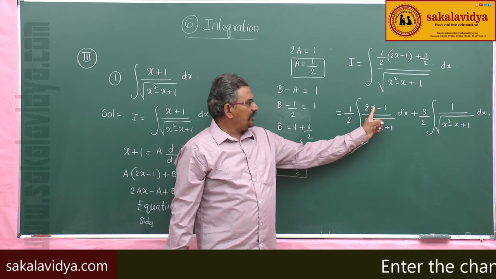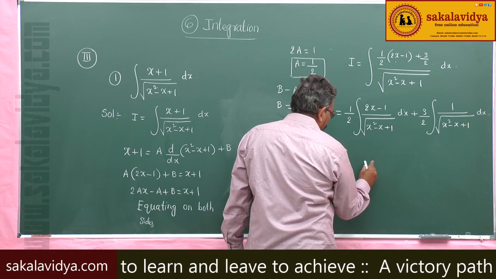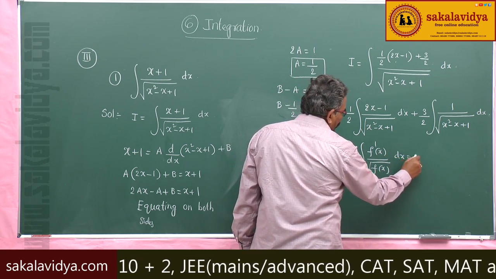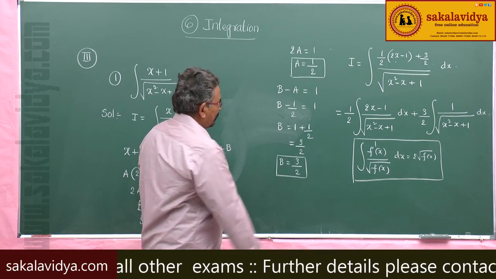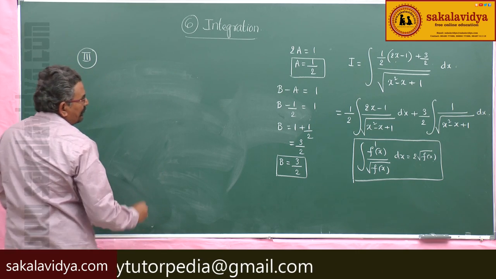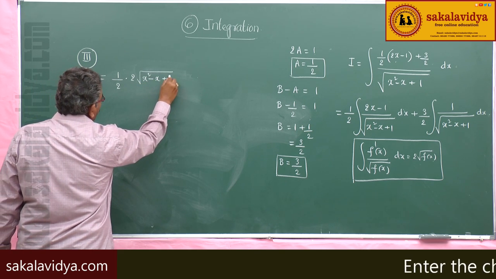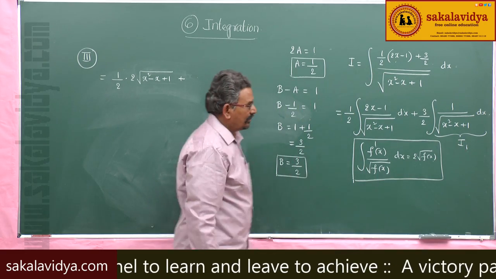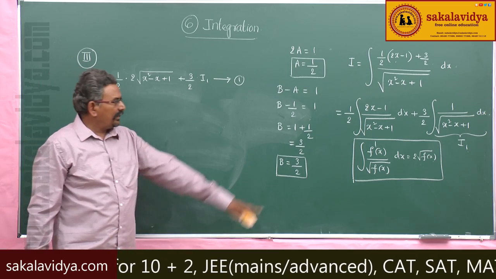Now, the first integral appears to be f dash x by root f of x dx. We know the formula: the integral of f dash x by root f of x dx equals 2 root f of x. Using this formula, this can be written as half times 2 root of x square minus x plus 1, plus 3 by 2 times I 1, where I 1 is the remaining integral that has to be evaluated. Say this is equation 1. Let us find out the integral separately.